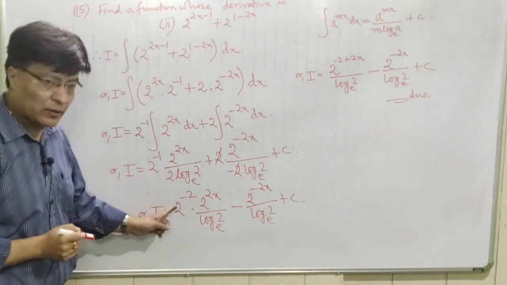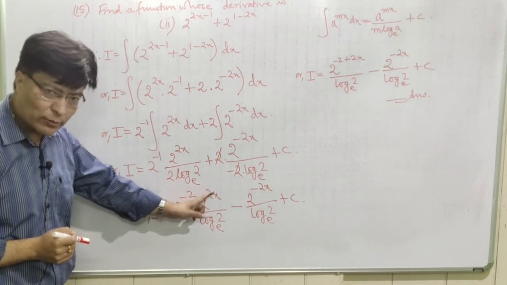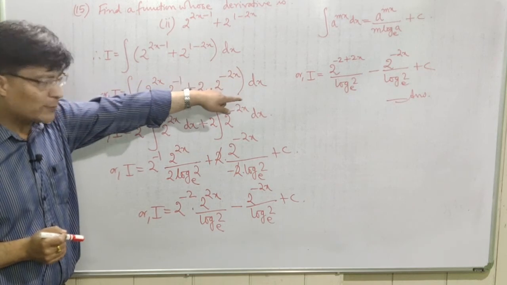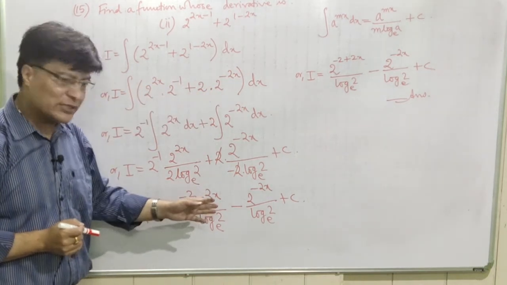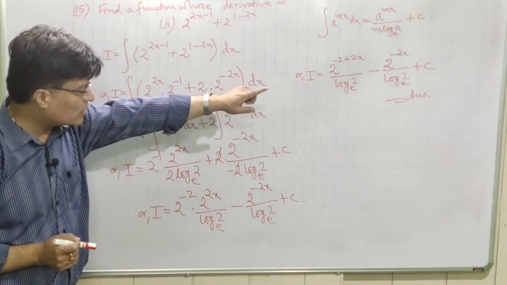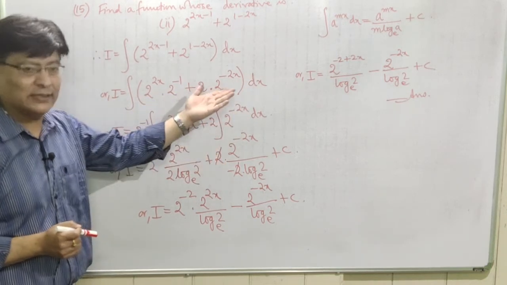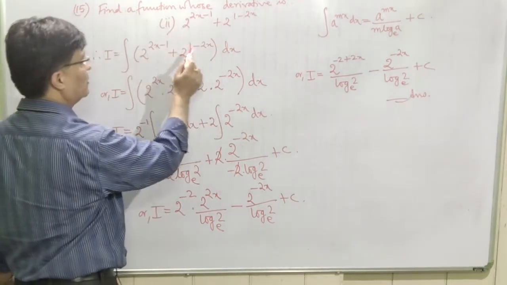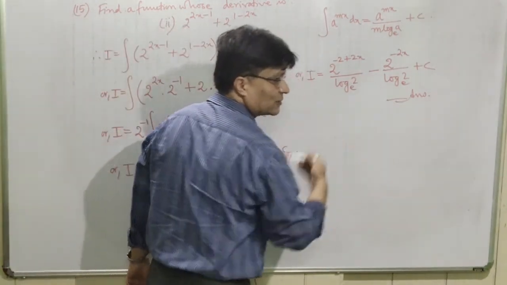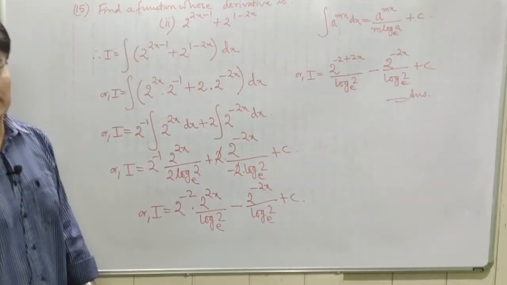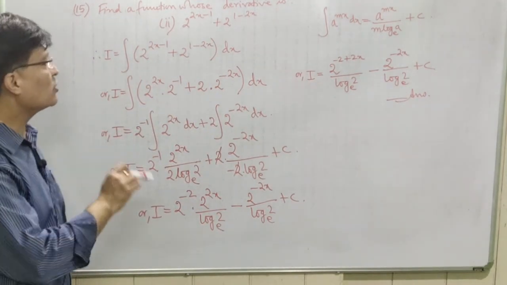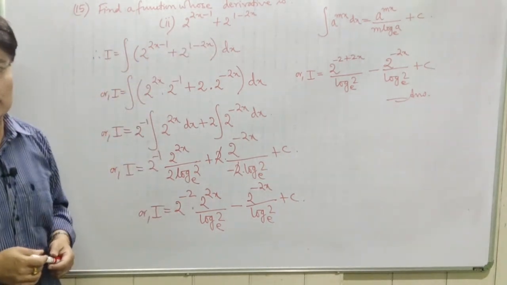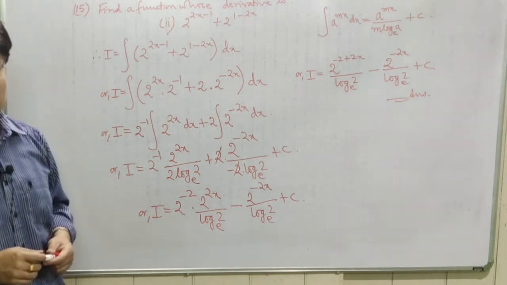That is, I is equal to 2 to the power minus 2 into 2 to the power 2x, that is 2 to the power minus 2 plus 2x, divided by log 2 base e, minus 2 to the power minus 2x divided by log 2 base e, plus c. So this is the answer. That is, find a function whose derivative is this one. Here c is a constant of integration. So you have to integrate this function with respect to x. I think you have understood it.